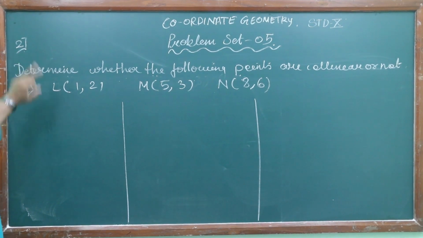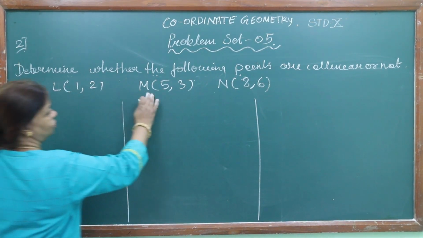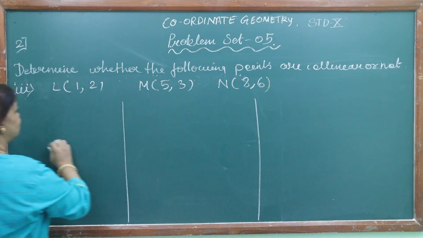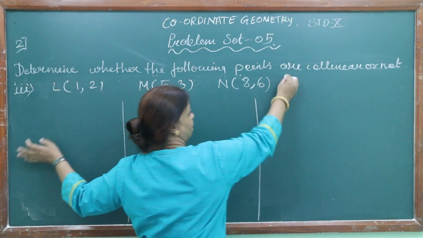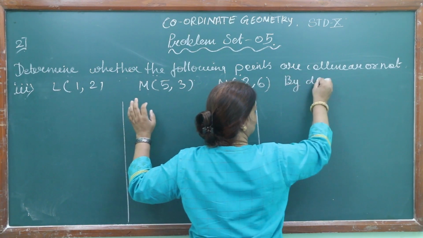Third sub-question of 2, we need to find whether they are collinear or not. Again by distance formula, children. Let me write here by distance formula. So we can use the entire board.